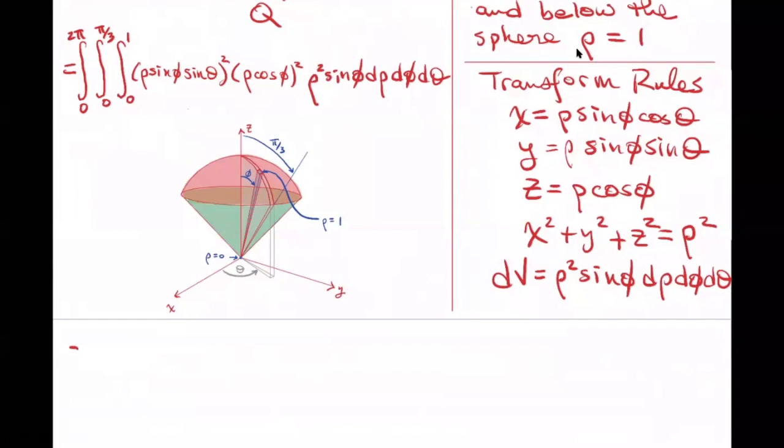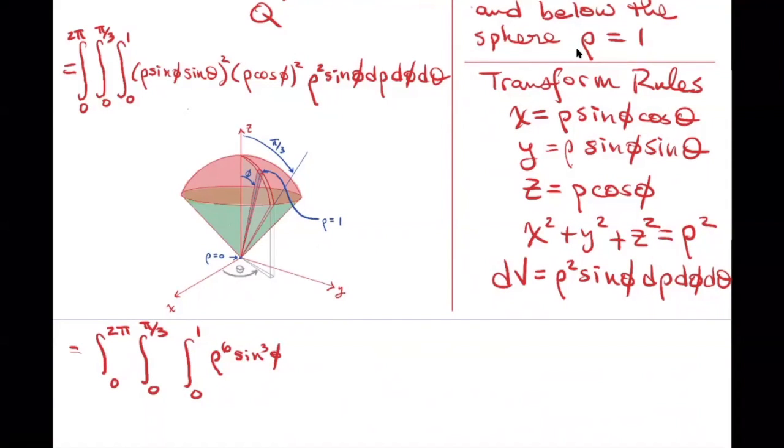So we've got the integral from 0 to 2 pi of an integral from 0 to pi over 3 of the integral from 0 to 1. And altogether, I think I see a rho to the 6. Do you guys agree with that? Rho to the 6? 2, 4, 6. Yeah. And then for sine phi, I see a sine squared and another sine over there. So I think it's sine cubed phi.